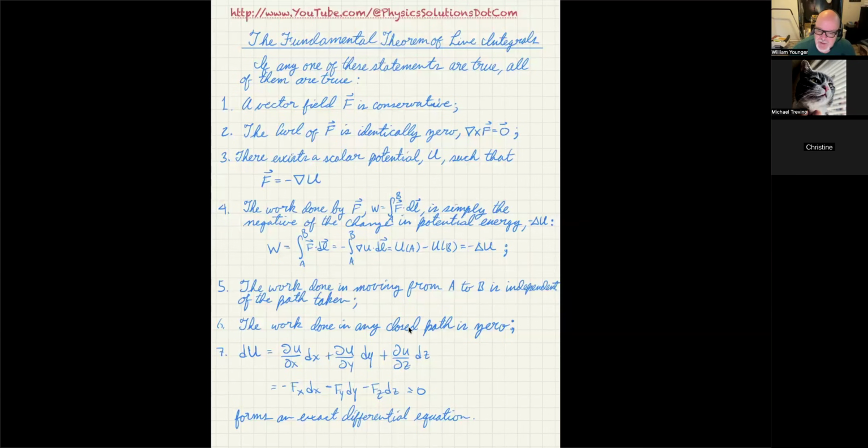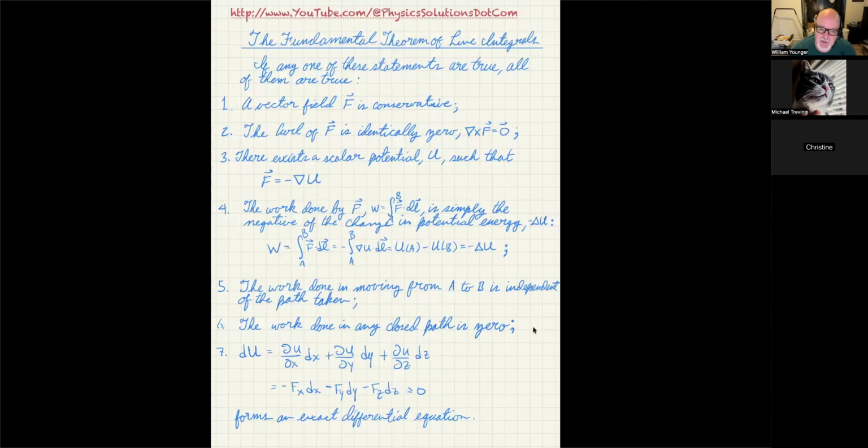The work done in any closed path is 0. That is another test you could do to test whether or not the field is conservative. You just calculate the work done in a closed path. That means you can follow any routes you want as long as you start and end on the exact same spot. If that is 0, then you know it's a conservative field.